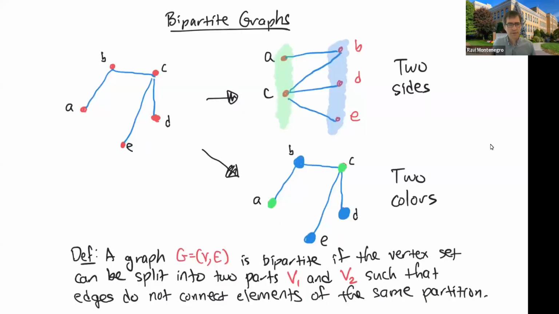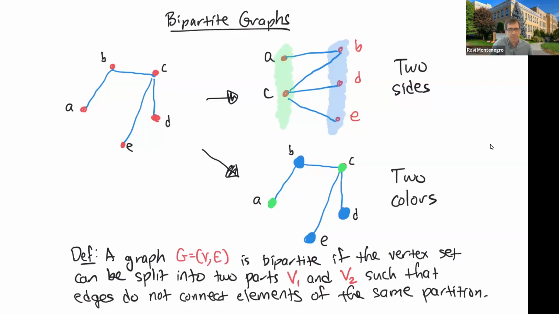We are now going to discuss bipartite graphs. So a bipartite graph is a graph that can be divided into two parts in some sense. So let me show you an example on the screen here. Consider the graph that you see on the left. If I move the vertices around a bit, I can make it look like the graph on the upper right. Notice I have put A and C on one side and B, D, and E on the other side.